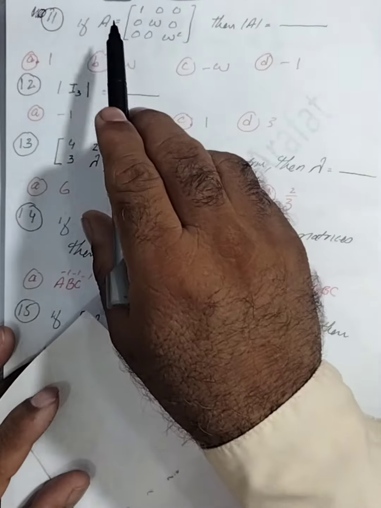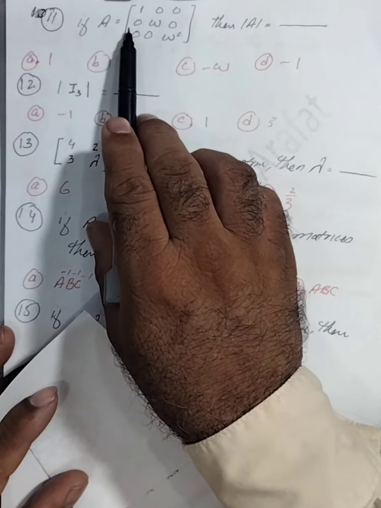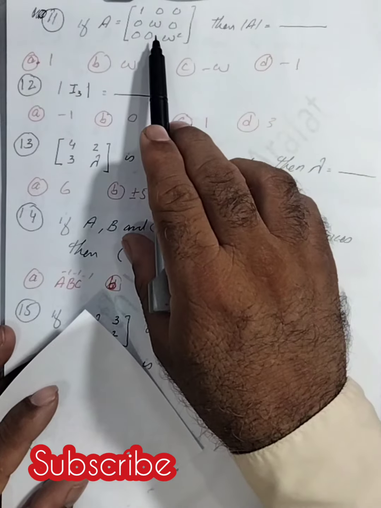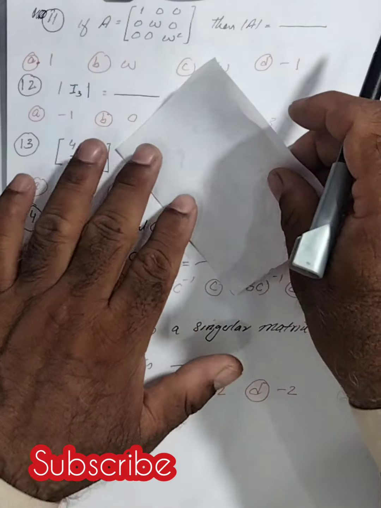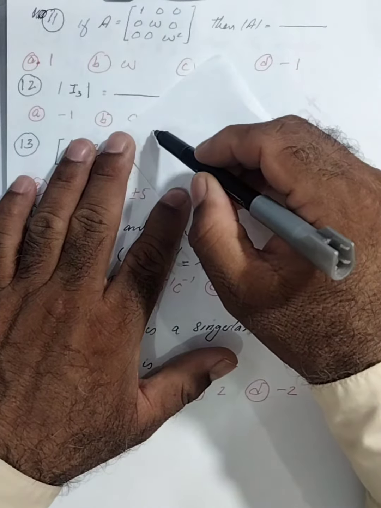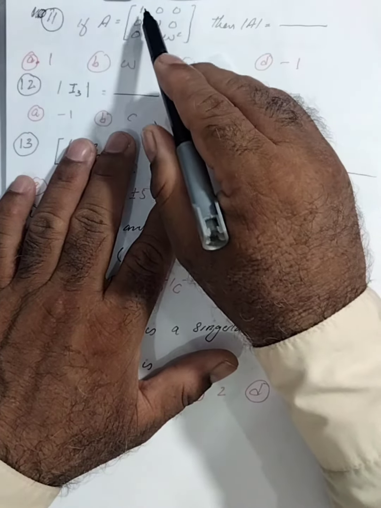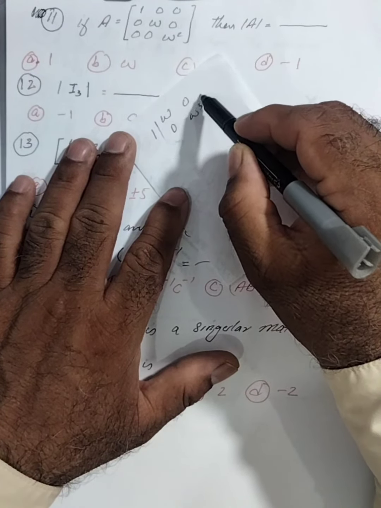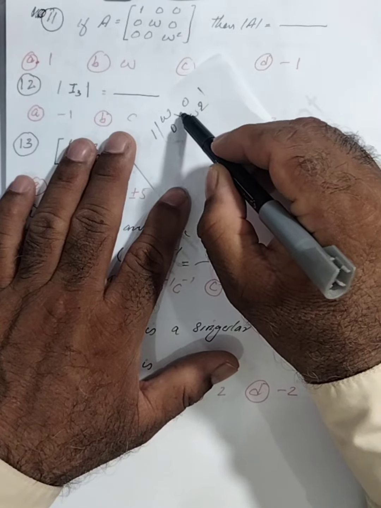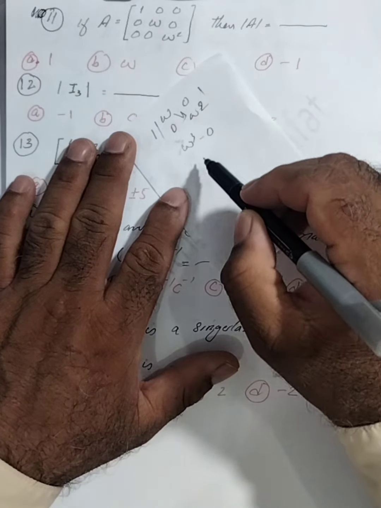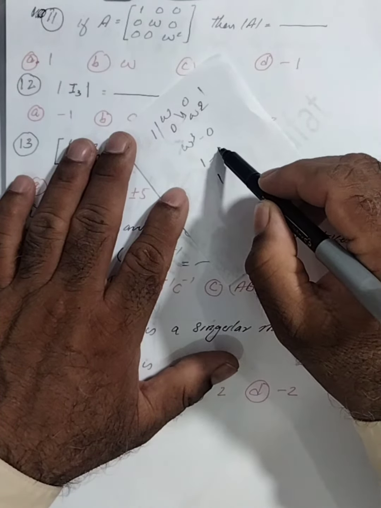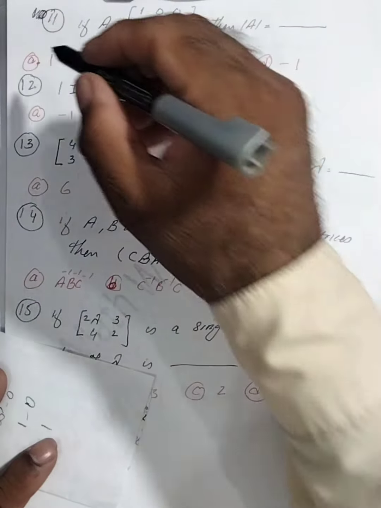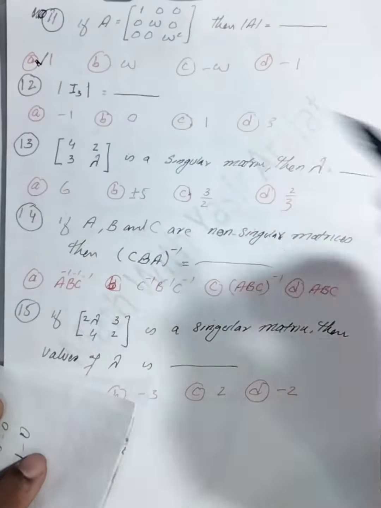Now this determinant is given here. So the determinant of this matrix will be equal to, if we consider 1 and leave this row and column, so this is omega 0, 0 omega square. So omega cube minus 0, omega cube is 1. So the result is 1. So the A option is correct here.